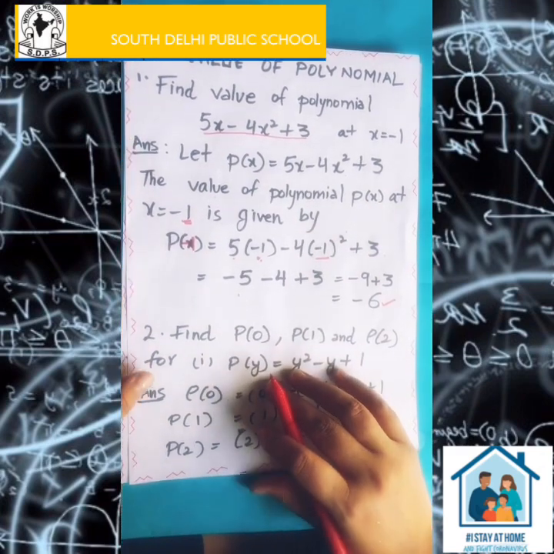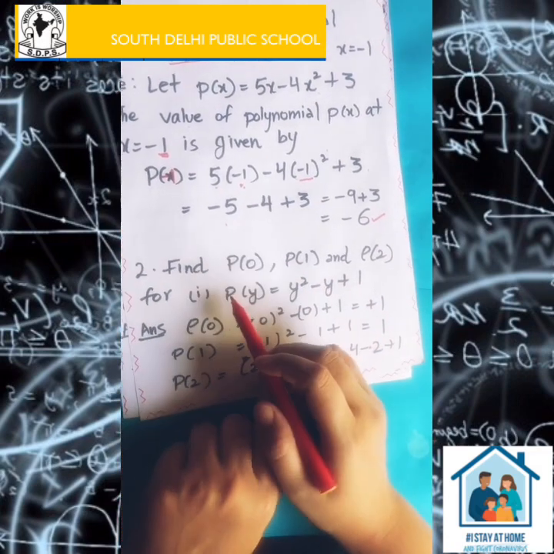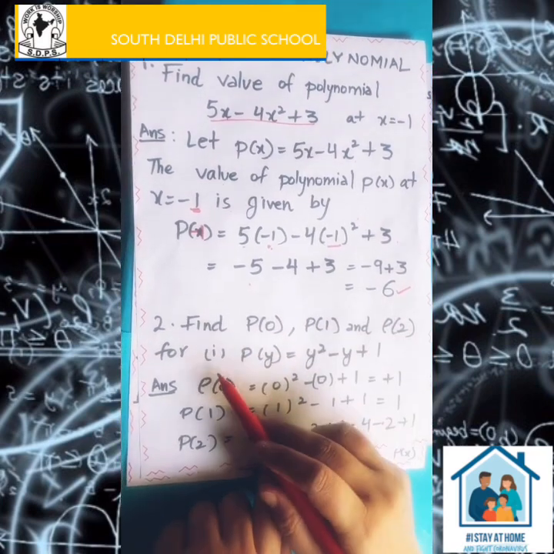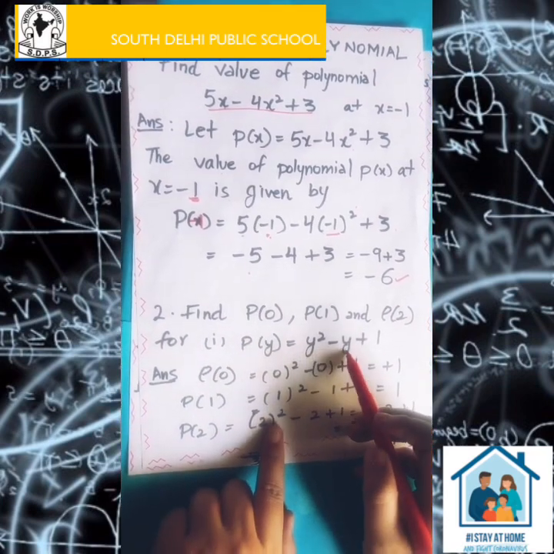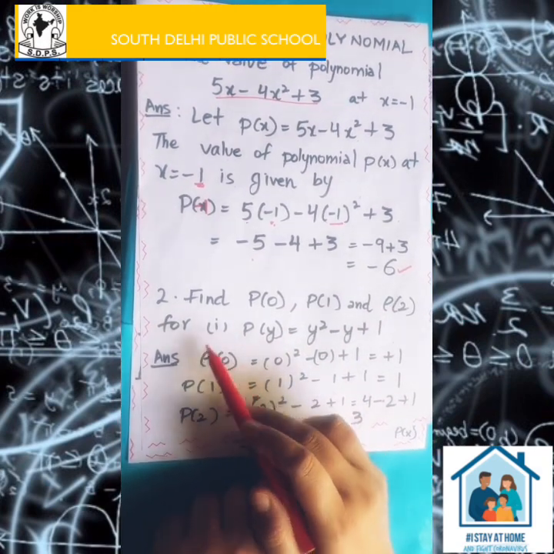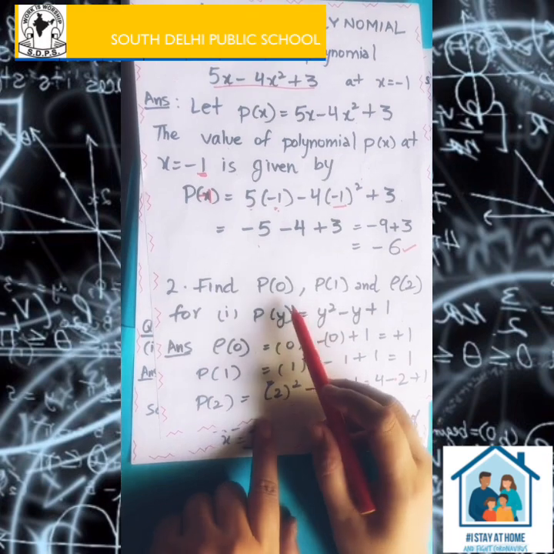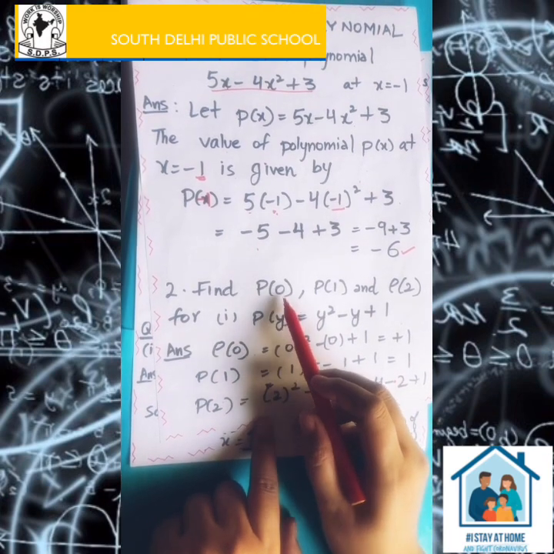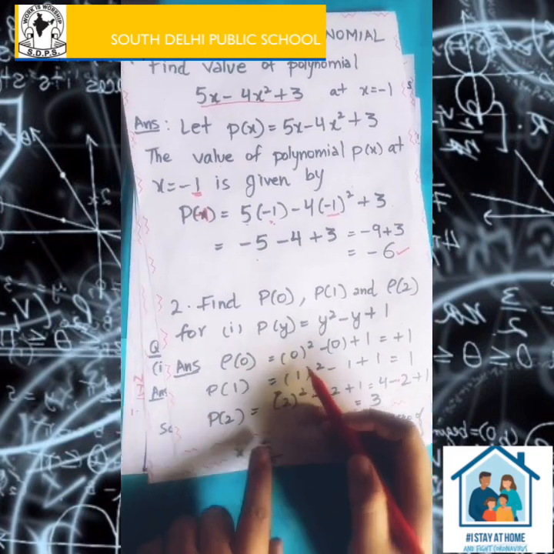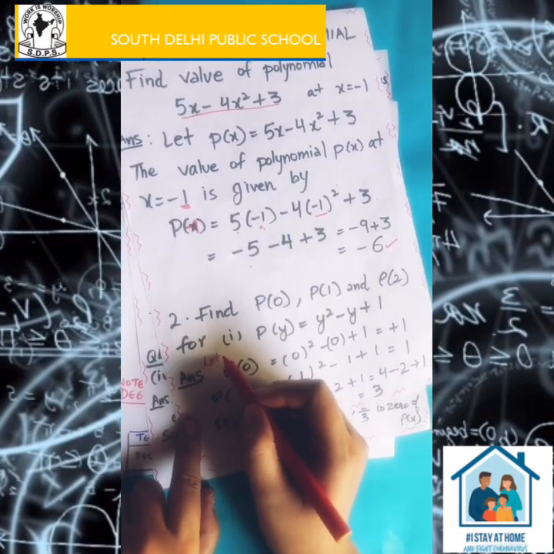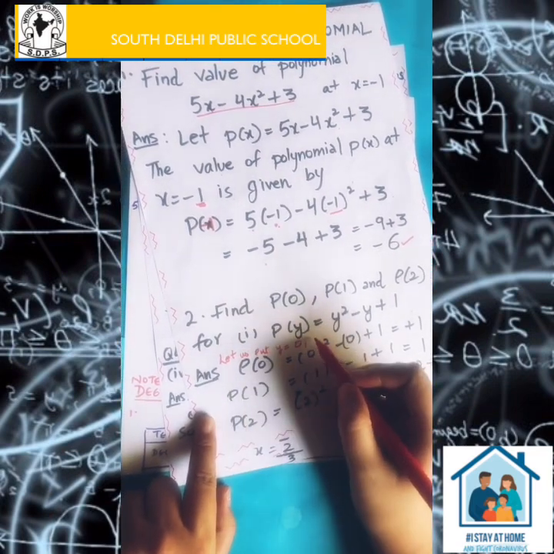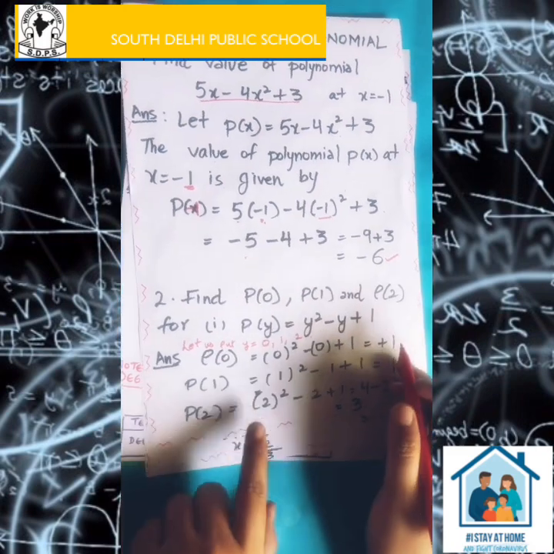Now let's come to question number 2. Find p(0), p(1) and p(2) for the polynomial y square minus y plus 1. This is question number 2. What are we going to do? See, just substitute y with 0, then 1, then 2. So let us put y equal to 0, then 1, then 2.